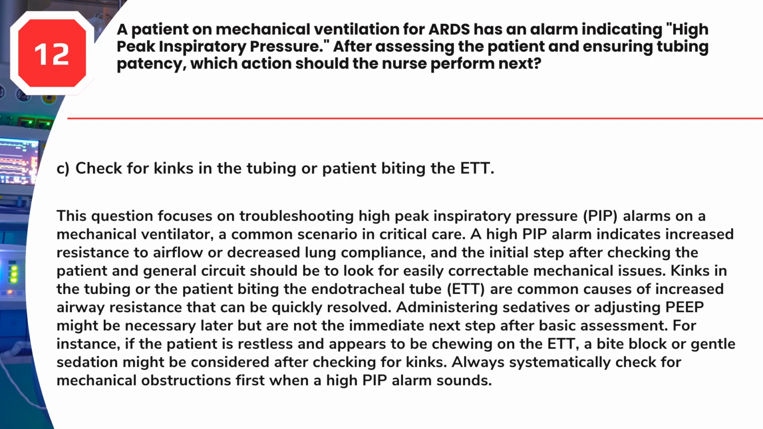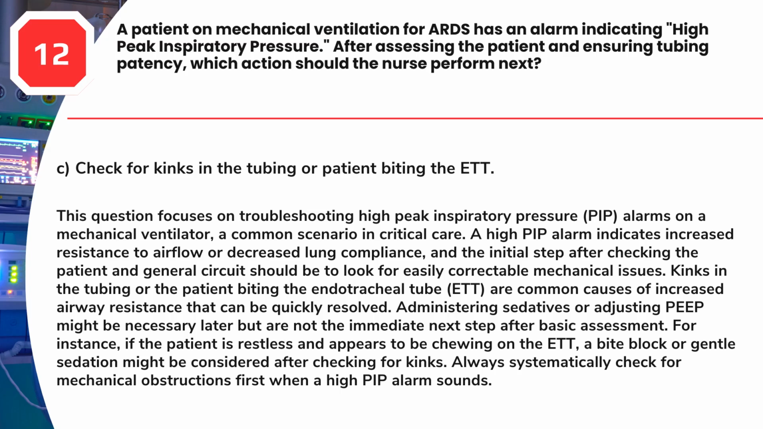Answer C. Check for kinks in the tubing or patient biting the ETT. This question focuses on troubleshooting high peak inspiratory pressure, PIP, alarms on a mechanical ventilator, a common scenario in critical care. A high PIP alarm indicates increased resistance to airflow or decreased lung compliance, and the initial step after checking the patient and general circuit should be to look for easily correctable mechanical issues.